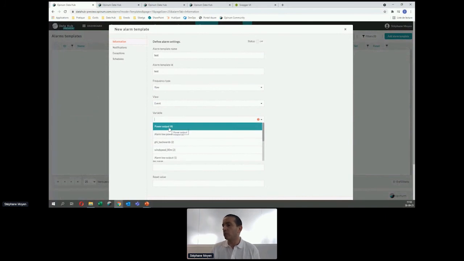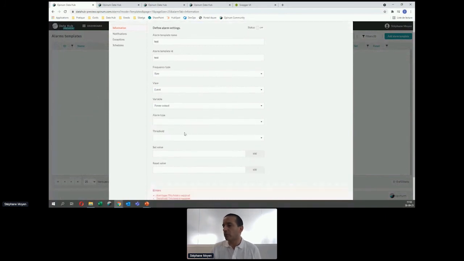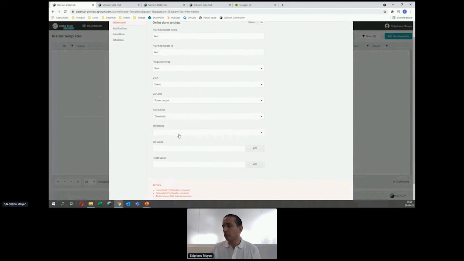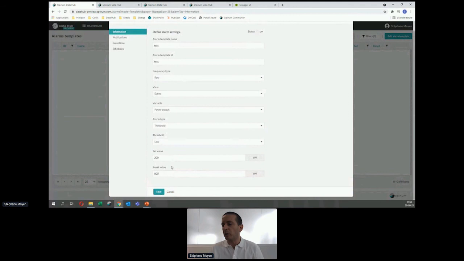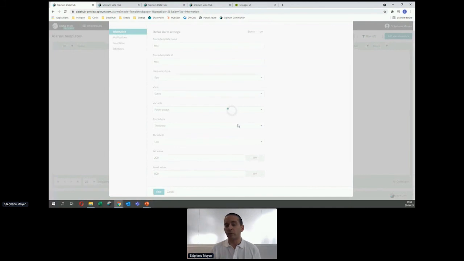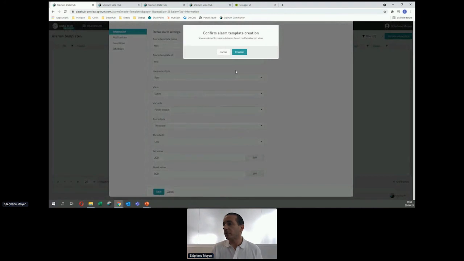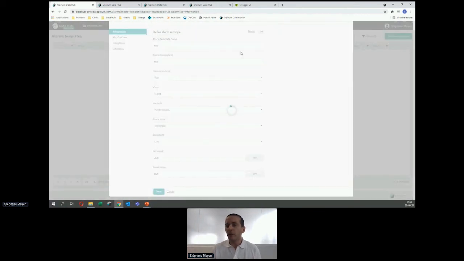So say I want to put a template on the power output. I'm going to put a threshold, an alarm type threshold with a low value again, with the same numbers I put before. And what it's going to do, if I do that, is look at all the variables it can find with the name power output, and it will offer you to create an alarm on the 4, in this case, variables that were present in the view. So you just batch create the alarms on the whole view that you have selected.